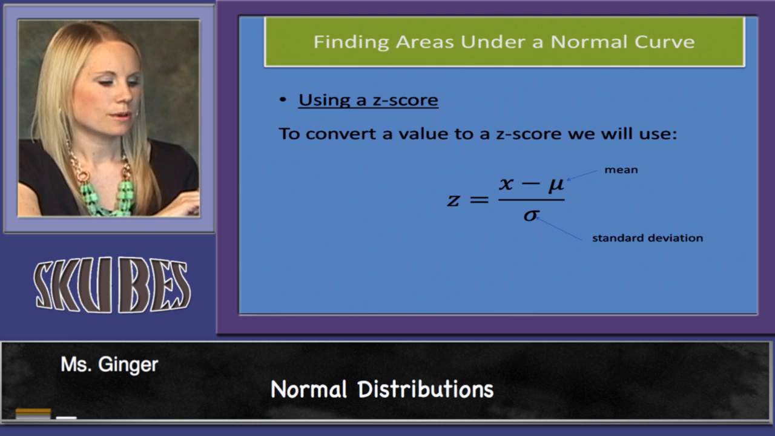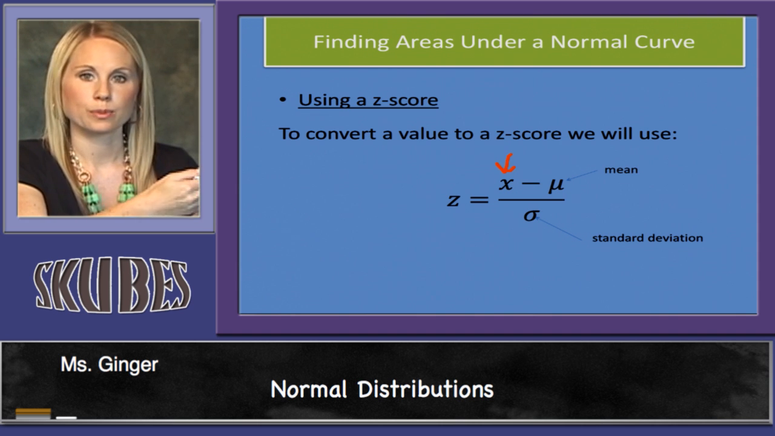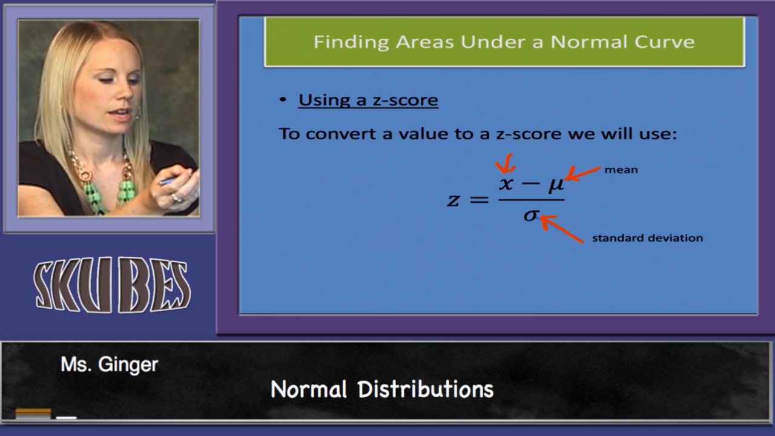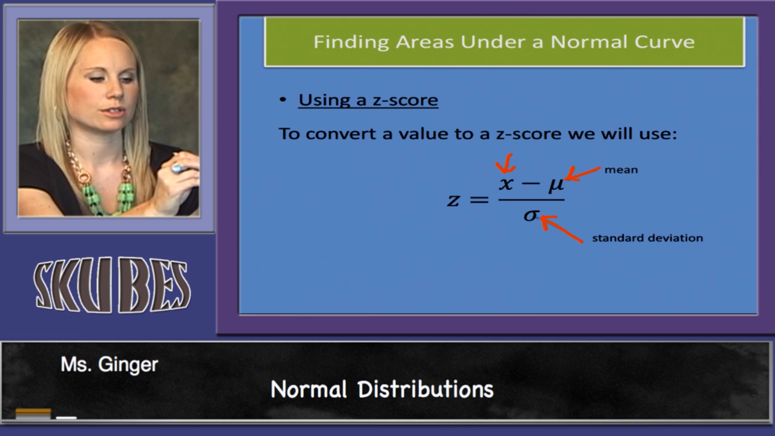All right, so a z-score is found by taking your value, your x value that you were being asked about, minus the mean, you can see the mean right here, divided by the standard deviation. All right, so remember that formula, value minus the mean over the standard deviation.